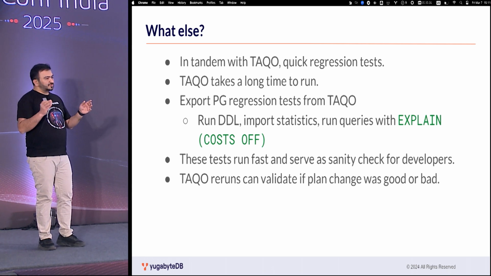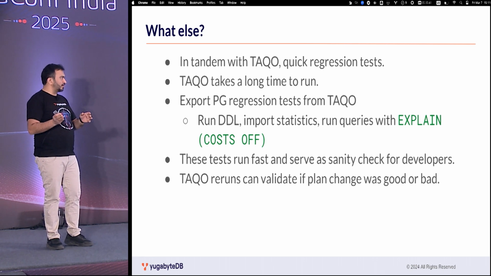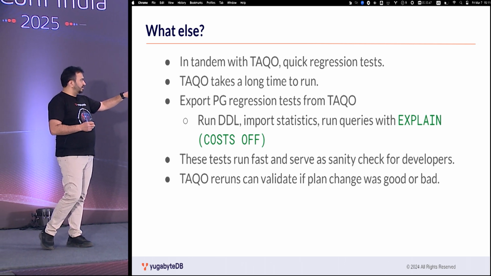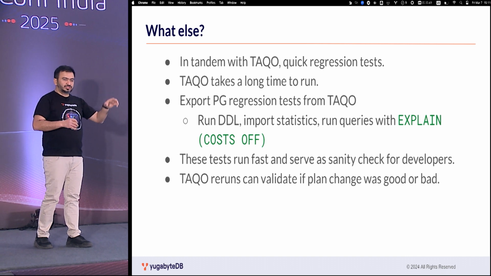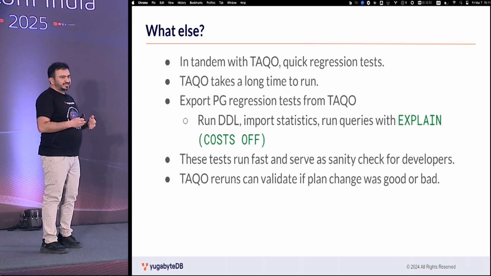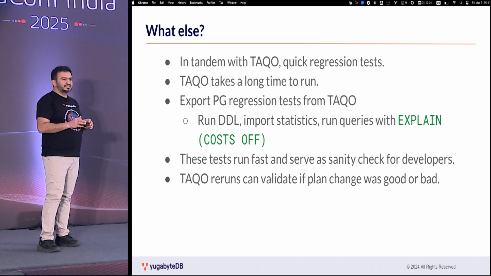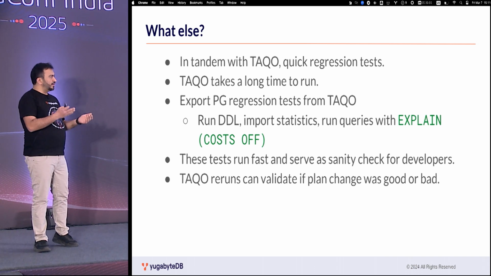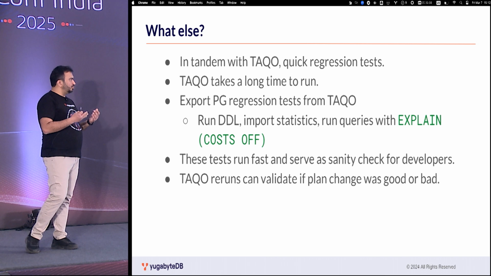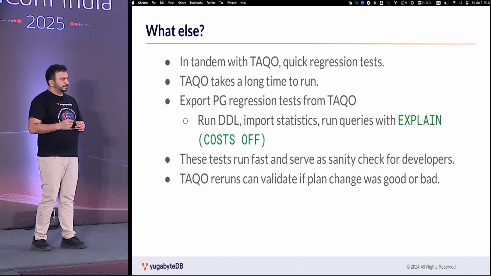So what we did was we exported regression tests. These are Postgres regression tests from Taco. Taco is exporting all the DDL, the statistics, and the queries with costs off, and then it's generating a SQL file and an expected output file. And so these tests can run in minutes. When I'm working on the CBO, I run these tests, and they serve as a sanity check. I can already look at the plans that have changed. I can already see if this is a good or bad plan change. And if I need to dig deeper, then I will rerun Taco, and then I will figure out if these plan changes are good or bad.